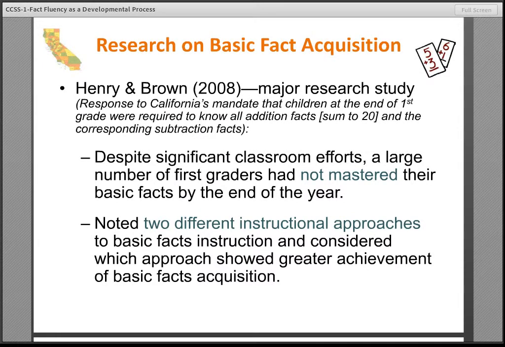Henry and Brown concluded that this data raised significant questions about the extent to which mastery of all of the facts within 20 was even appropriate for first grade. And of course, that expectation in California included both addition and subtraction.